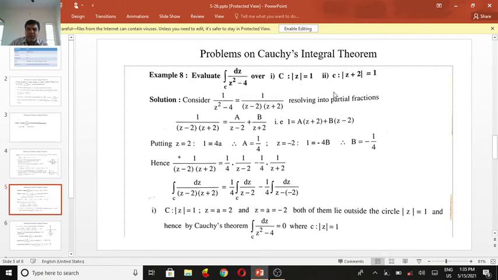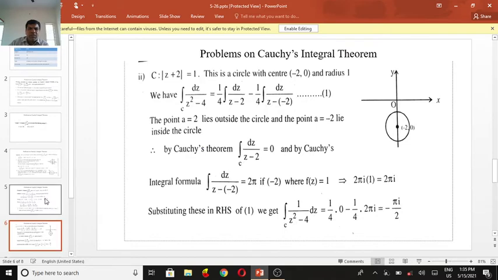We come to the second problem. C is such that mod z plus 2 equal to 2. This is a circle. What is the center? Center is minus 2 comma 0, and the radius is 1. So we draw a graph. The point minus 2 comma 0 has first coordinate minus 2 and second coordinate 0, so the point lies on the x-axis. So we come to the problem.